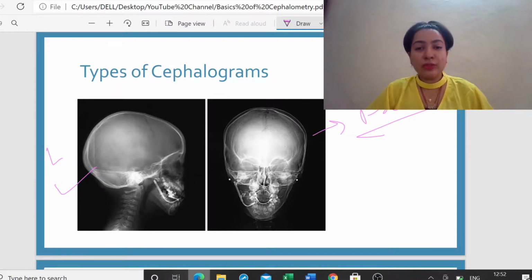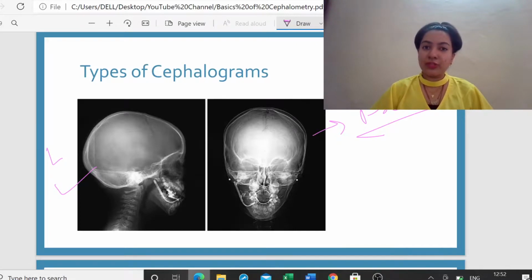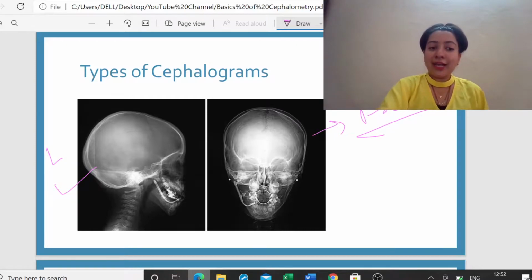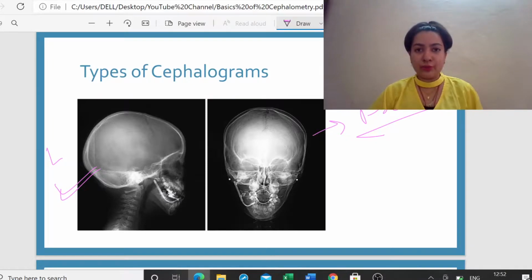Okay, so these cephalograms, especially lateral cephalogram, is often taken in orthodontics. We take the cephalogram before we start with the treatment, in between the treatment, and even at the end of the treatment, so that we can compare how the treatment has progressed over a period of time. So lateral cephalogram is of prime importance in orthodontic treatment, right?